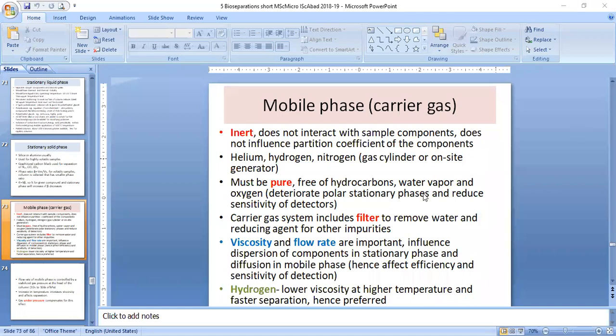Then viscosity of the gas is also important, because if the gas becomes more viscous, for example, if high temperatures are employed, then at high temperatures, the viscosity of the gases will increase. And because of that, the flow rate will reduce. And then if the flow rate reduces, more pressure has to be applied in that system, right? Usually hydrogen is more preferable as a mobile phase, because even at high temperature, the viscosity of hydrogen doesn't increase too much. It has a low viscosity, and therefore many people prefer hydrogen as a mobile phase gas.